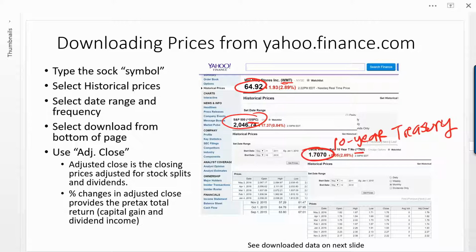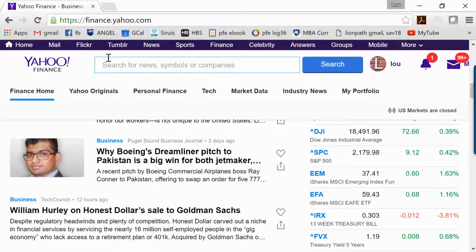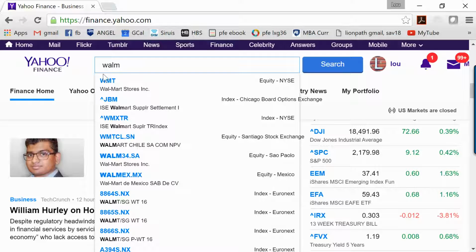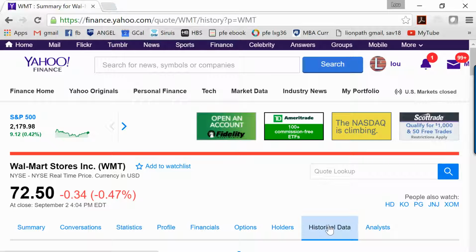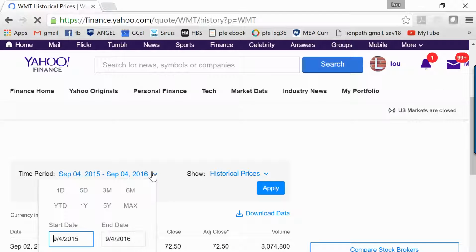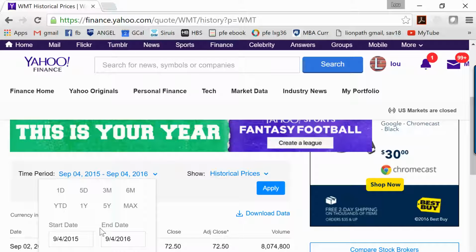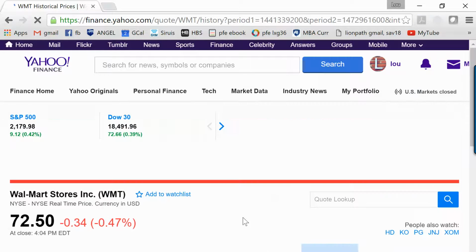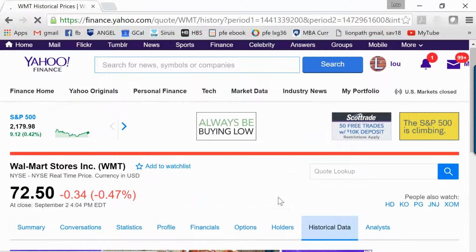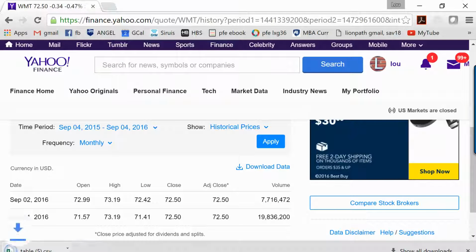So to do that, I would simply go to finance.yahoo.com. I start typing in Walmart, and you can see the symbol pops up, WMT. I can then click on historical data. And then I can ask for a period of time, say the last 5 years or so. I can ask for a monthly frequency. And I can ask for historical prices. I can apply that. And I could download the data. But I've already done that for you.